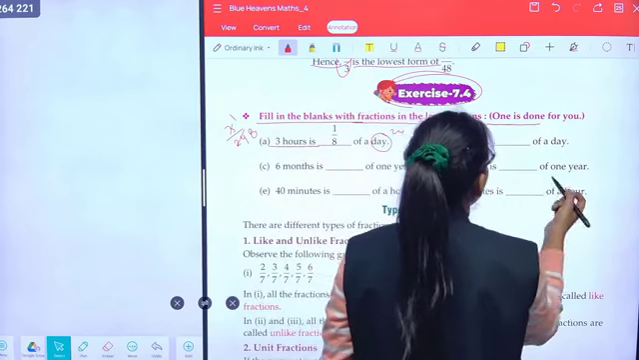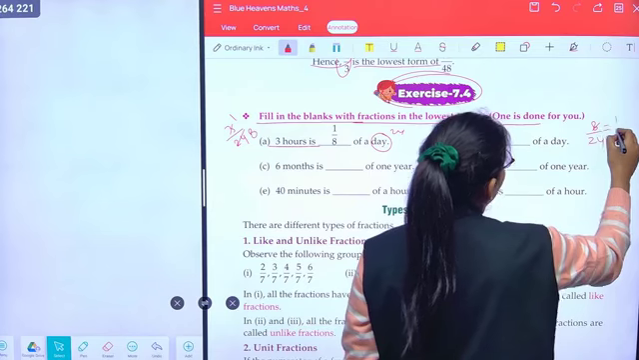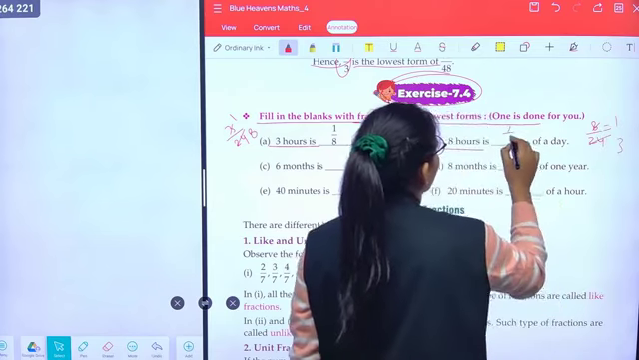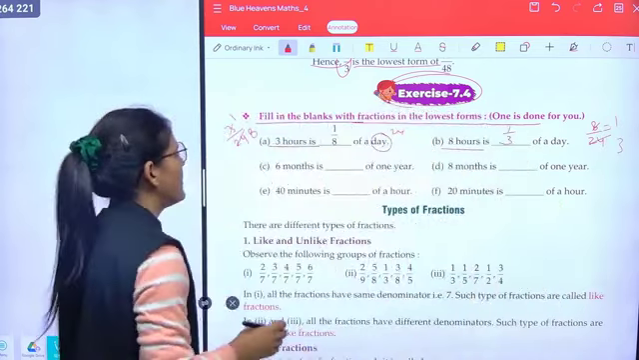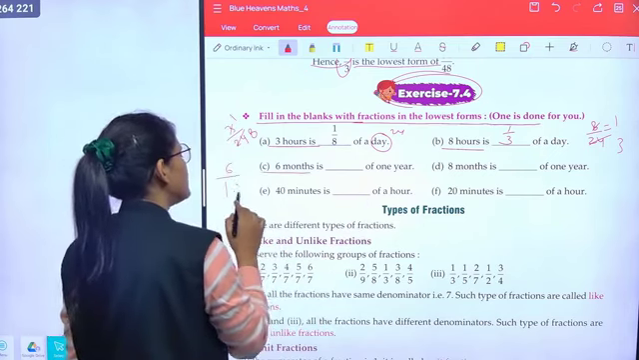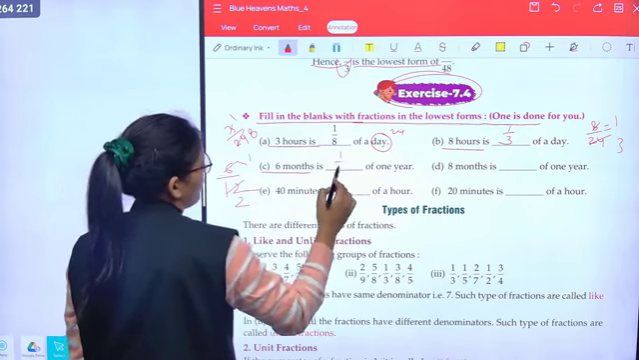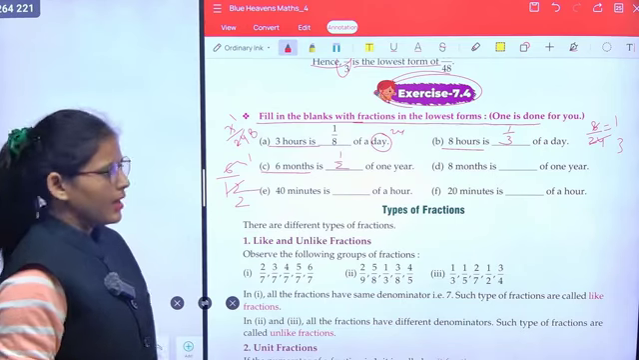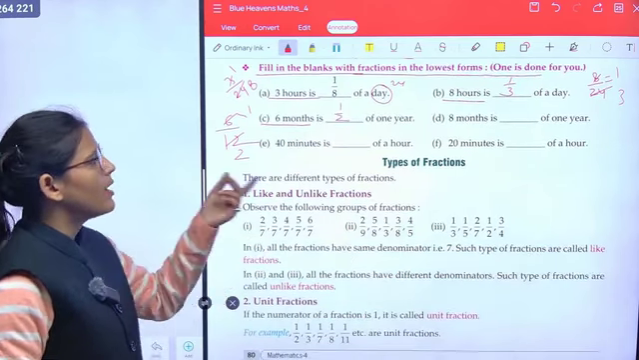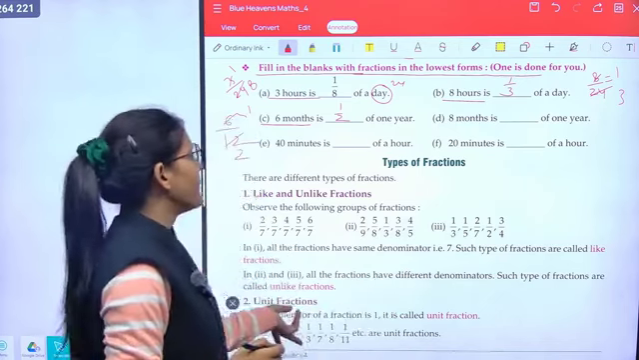Now 8 hours is of the day, which means 24. 8 ones are 8, 8 threes are 24. Here it is 1/3. Okay, now 6 months is of 1 year. 1 year means 12 months. 6 ones are 6, 6 twos are 12. So that is 1 upon 2 of the 1 year. Okay, now students, do the rest of the parts yourself. Class, do the questions very carefully.